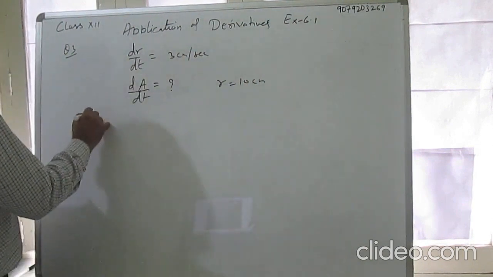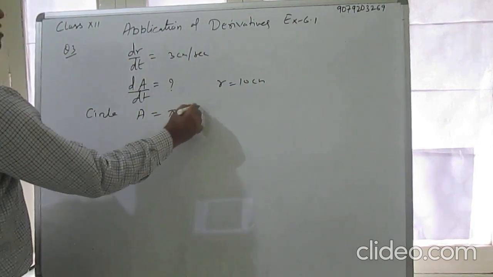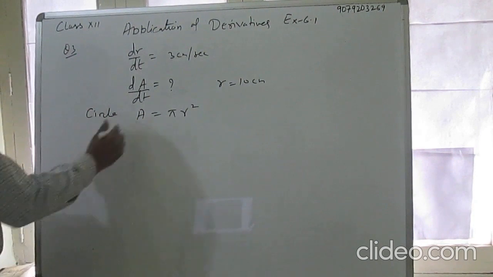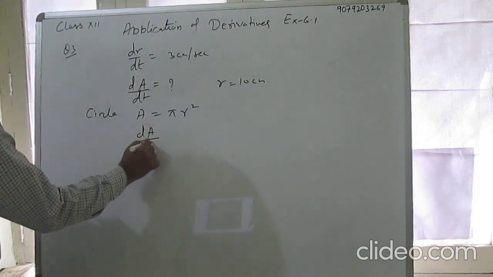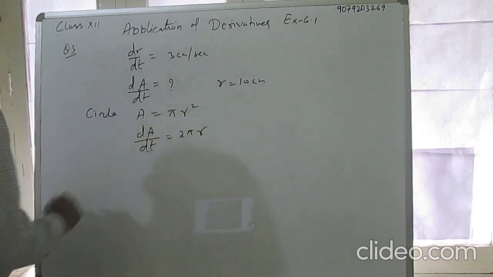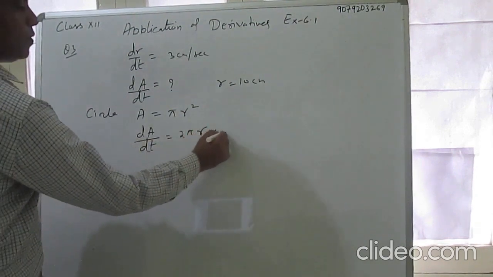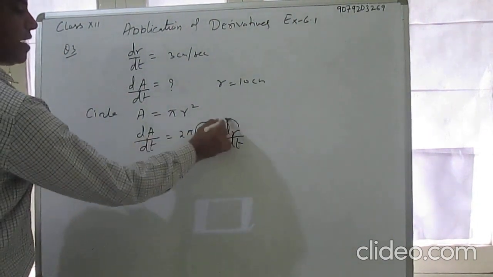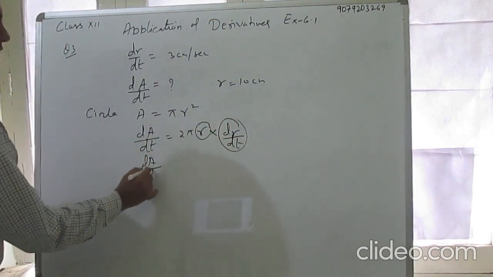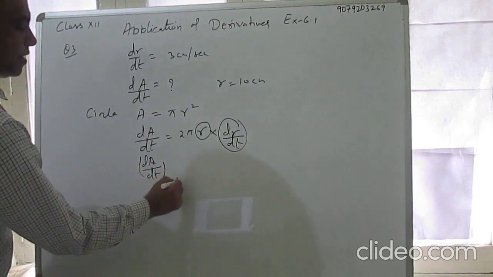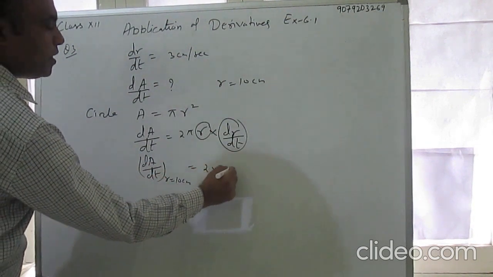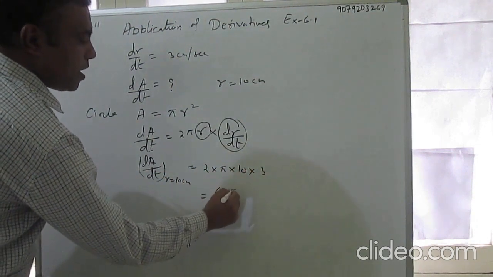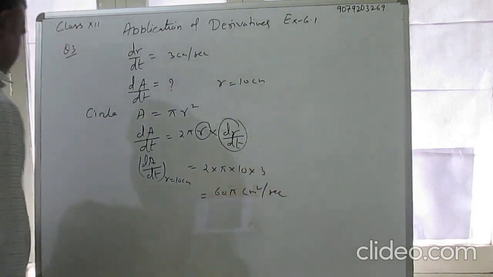So what is the area of circle? Pi r square. So dA by dt is equal to 2 pi r into dr by dt, because we are differentiating with respect to t. Now putting the value of r and dr by dt, you will get rate of change of area at r is equal to 10 centimeter. 2 into pi into 10 into 3, 20 into 3, 60 pi centimeter square per second.